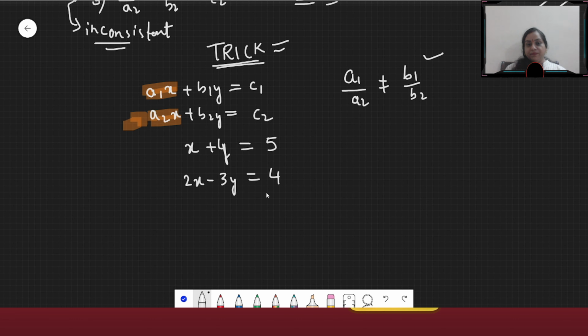Now we are doing our checks properly. We have seen that the constants are towards the right hand side, so the first check is done. The second check is whether the first term has the x variable. Yes, the first term has the x variable in both the equations. If it is y, that is fine too; the same variable should be there in the first term. And then the third check, whether a1 by a2 is not equal to b1 by b2. Let's check 1 by 2. Is it equal to 1 by minus 3? No, it is not equal. That means even the third check is done.